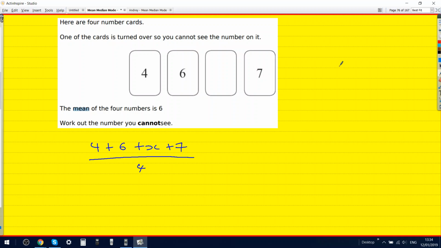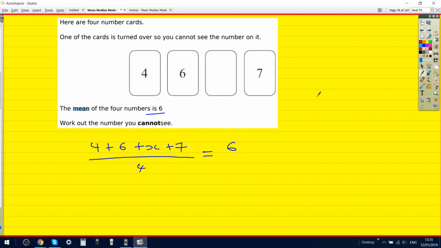We can't see a number. It says the mean is 6. So what do you do with that? You find out how you got the mean. It means that this thing is equal to 6 because this is an expression for the mean. Oh, so 4 plus 6 plus something plus 7, divided by 4, gives you 6. Okay, because that was the mean. Alright, what's next?